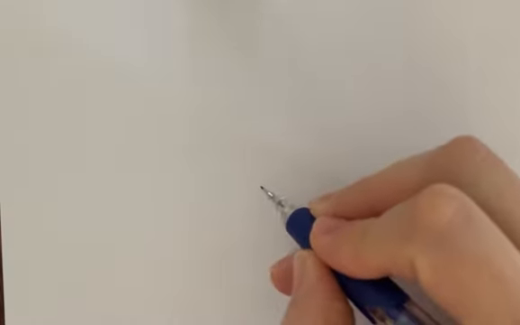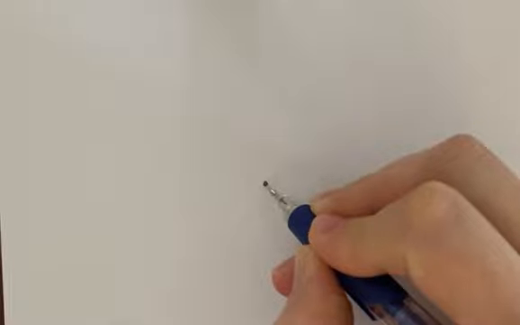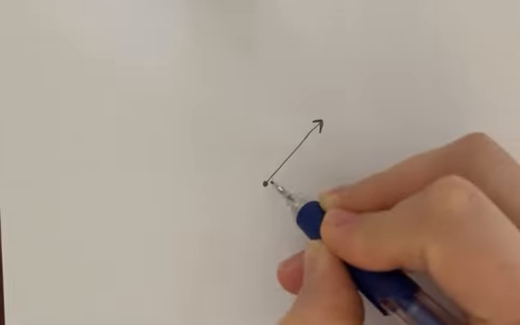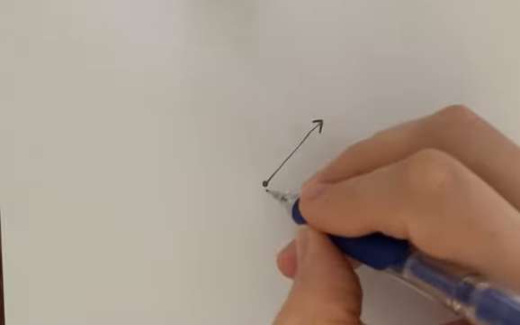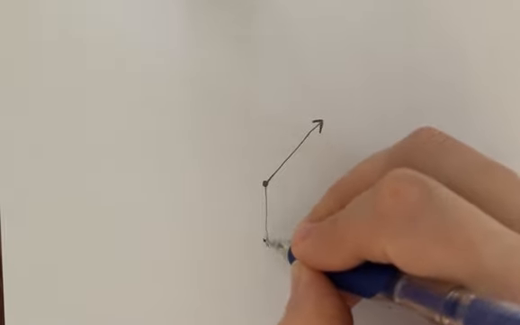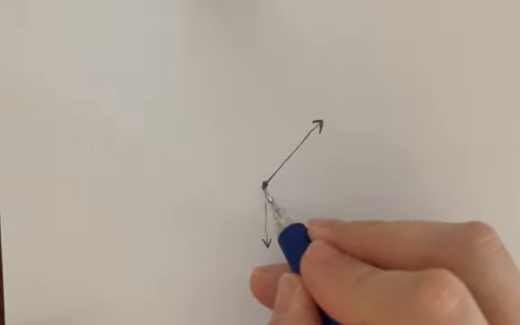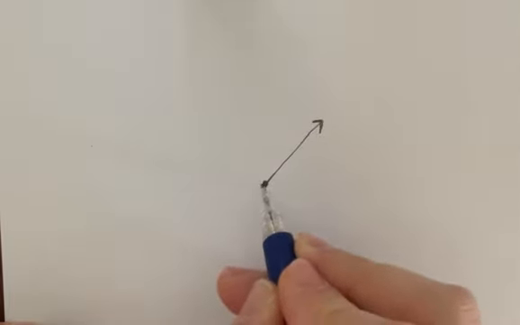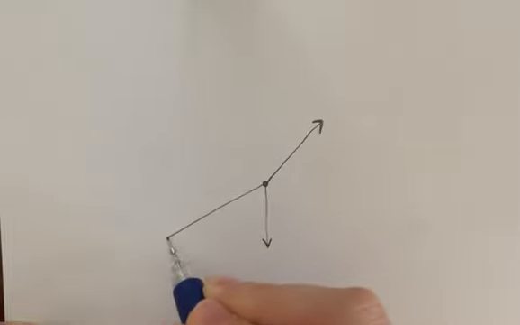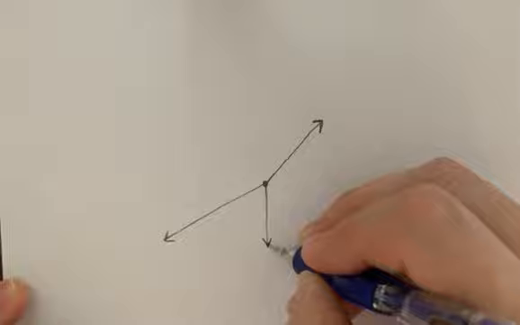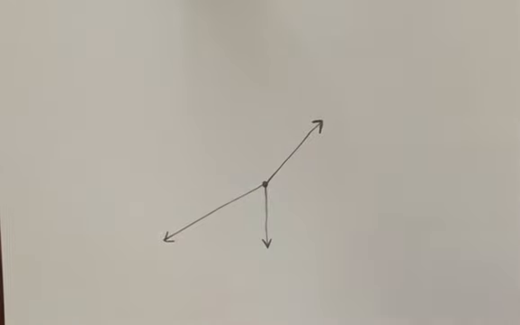Okay, let's see if we can demonstrate how to do these vector problems. Let's say we've got an angled vector going that way, and I'm just making this up as I go. And then let's say we have another vector going straight down, and another vector maybe going slightly at an angle over this way, maybe that big. And let's say that they all interact, and we're going to figure out what happens.